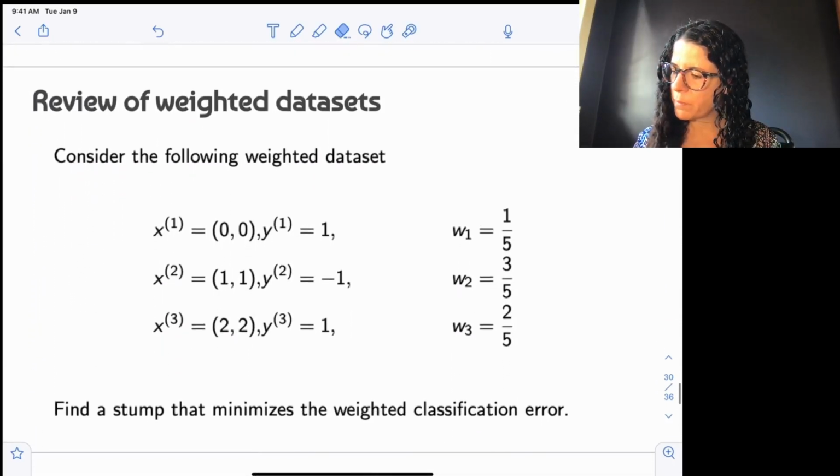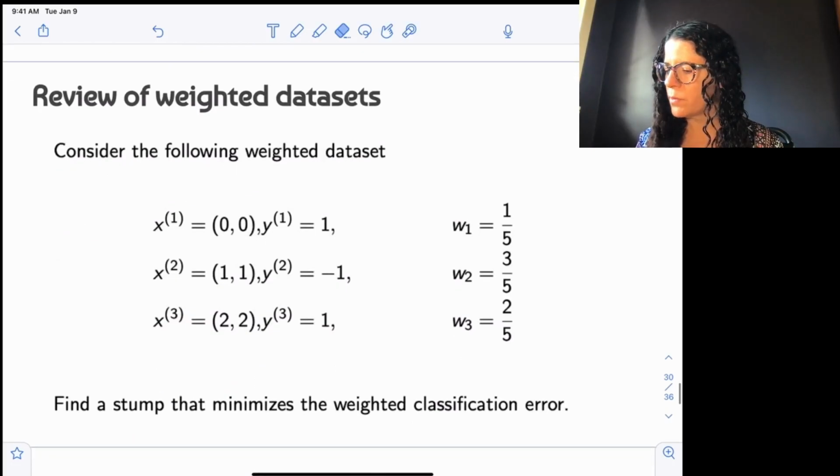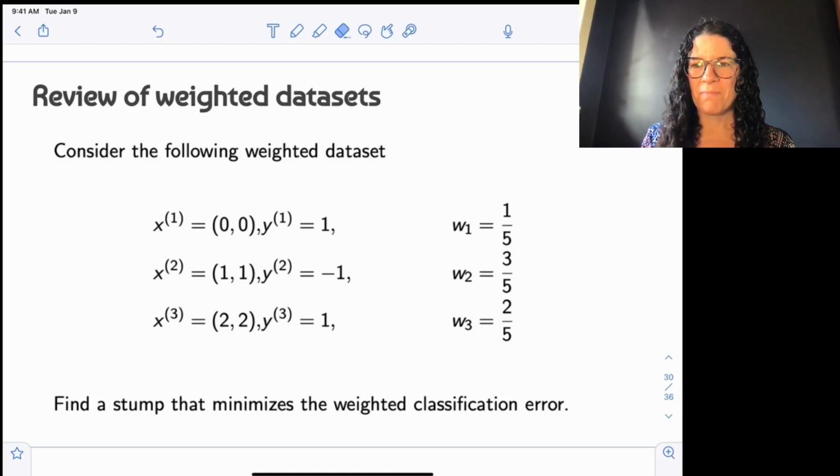So what I wanted to do now is for us to take a look at this example, and try to find the stump that minimizes the weighted classification error. I think you should stop this video and try to do it on your own, but I'm going to also have a solution right after this.